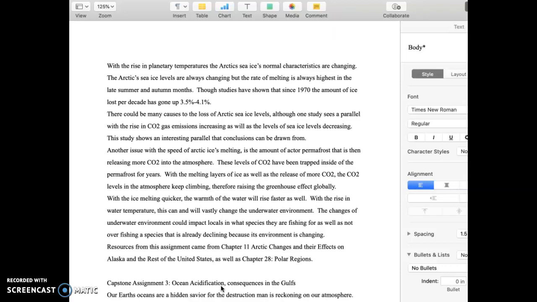Resources for this assignment came from Chapter 11, Arctic Changes and Their Effects on Alaska and the Rest of the United States, as well as Chapter 28, the Polar Regions.